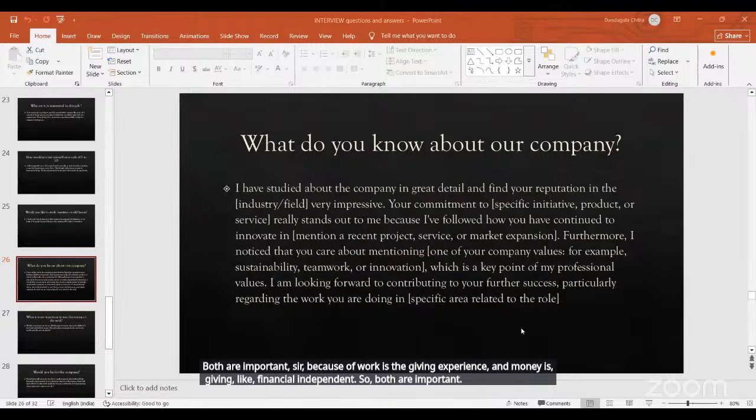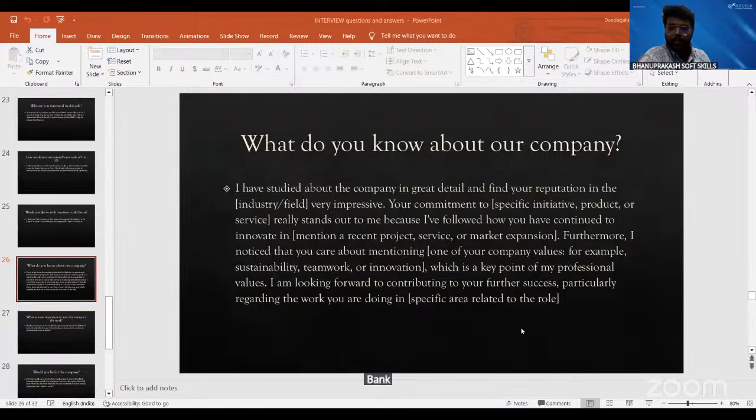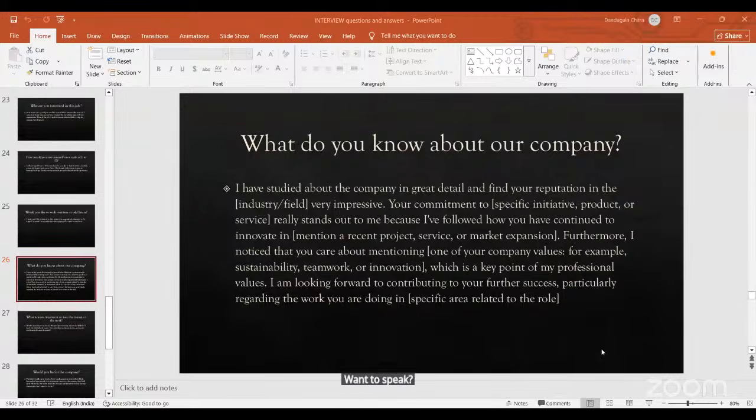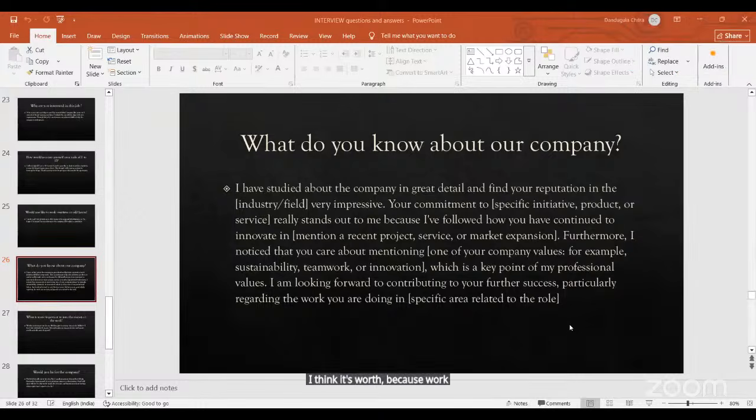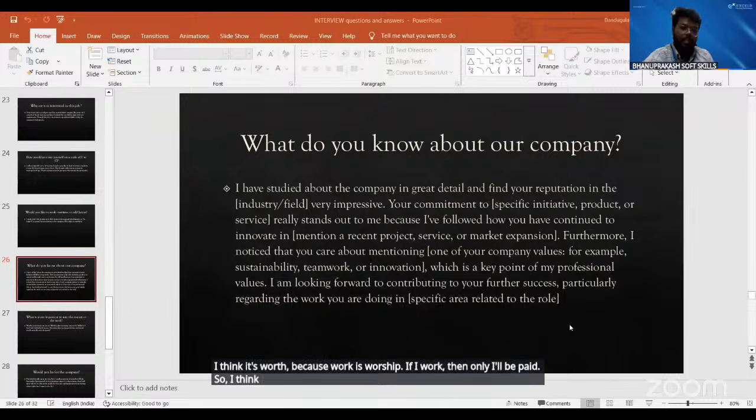Okay, fine. Venkata Chalapati Naidu, want to speak? I think it's work, sir, because work is worship. If I work, then only I'll be paid. So I think work is more important. Okay, that's also a more clever answer.